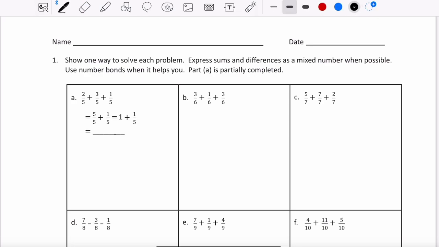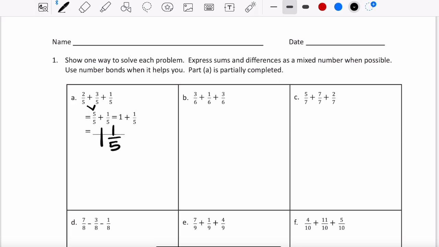So let's look at A. We have 2/5 plus 3/5 plus 1/5. And they said that equaled 5/5 plus 1/5. So they said that also equals 1 whole plus 1/5. They added together 2/5 plus 3/5, which made the 5/5. And when they added the 1/5, that made 1 whole. So 5/5 is equal to 1 whole. So we had 1. So our answer is 1 and 1/5.